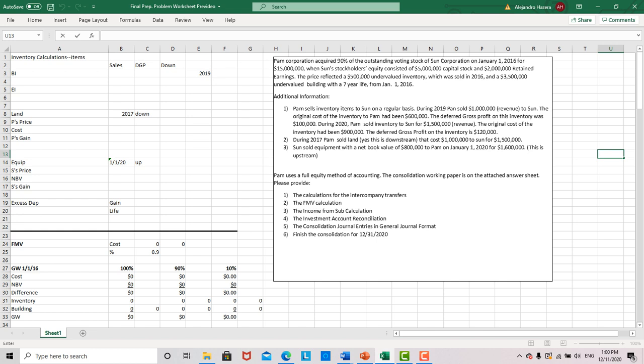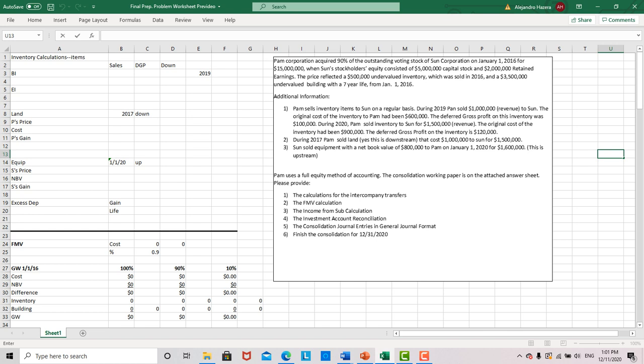These are the intercompany transfers. PAM sells inventory to Sun on a regular basis. Those are downstream, obviously. During 2019, PAM sold $1 million revenue of inventory to Sun. The original cost of the inventory had been $600,000. The deferred gross profit of this inventory was $100,000. That's during 2019. This happened, and so this is going to be a 2020 consolidation. If you look at number 6, there's going to be a 2020 consolidation. So this is a 5th-year problem.